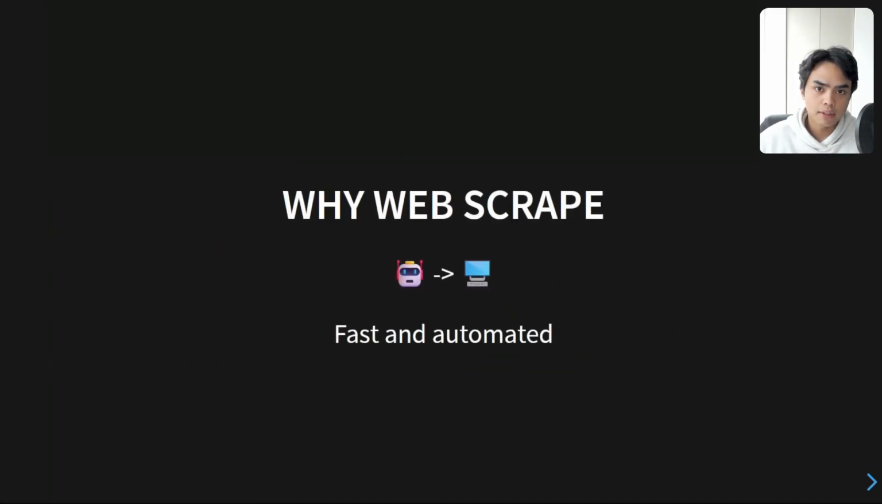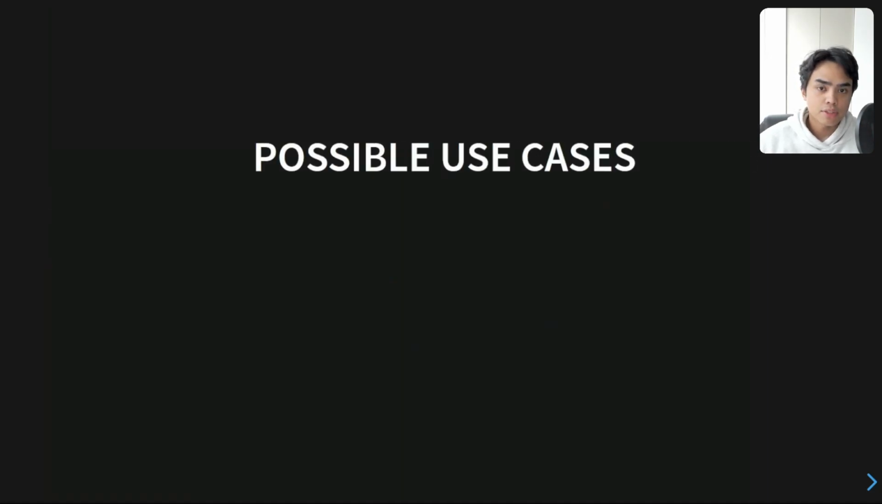Think of web scraping like having a robot browse the web for you. It sees whatever it is you can see, and it can only do whatever it is you can do on that website, but it's a robot, so it can do things way faster and for much longer. Web scraping has a lot of potential. Here are some things you can do with it.